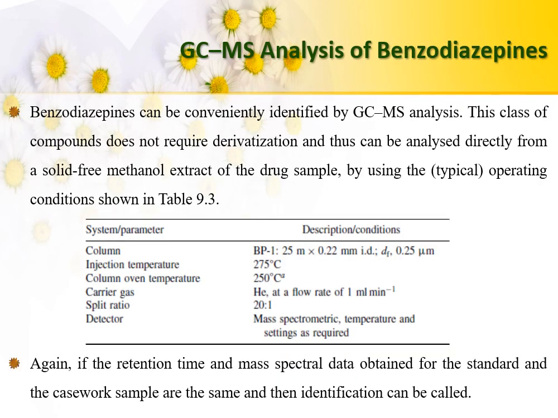The benzodiazepines can be conveniently identified by GCMS analysis, and this class of compound does not require derivatization and thus can be directly analyzed from a solid-free methanol extract of the drug sample by using the typical operating conditions. Again, if the retention time and the mass spectral data obtained for the standard and the casework samples are the same, then the identification can be called and the benzodiazepines presence can be confirmed in the seized sample or in the obtained sample.